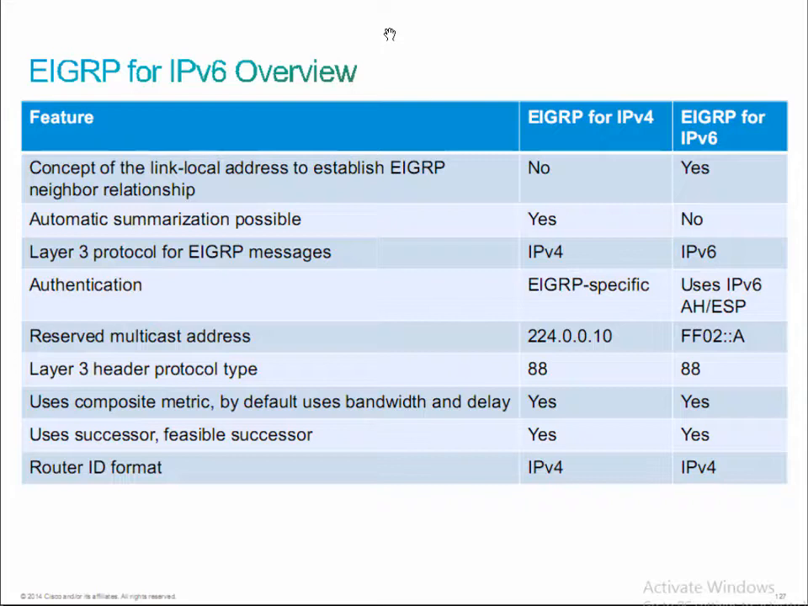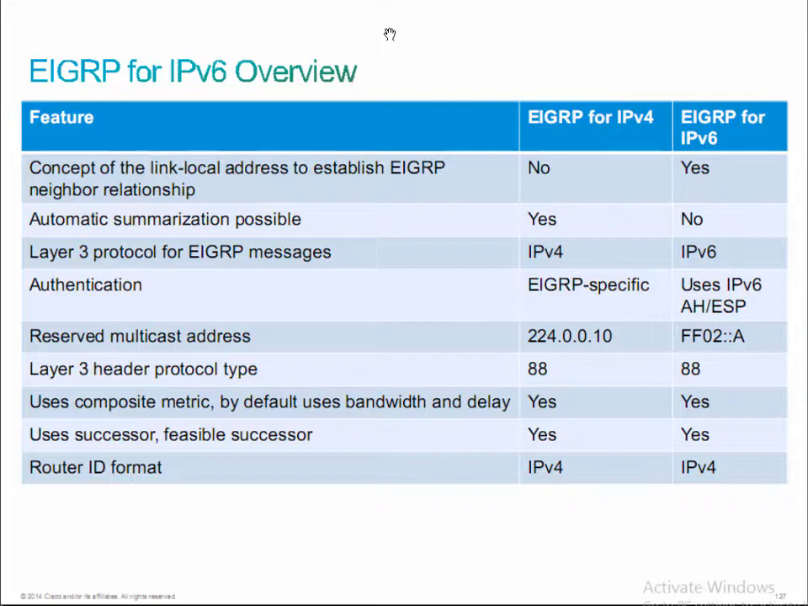Automatic network summarization, not something that we typically would want to run anyway, is only available in IPv4, because IPv4, if you recall, had the concept of classful versus classless, whereas IPv6 has never been defined as a classful addressing scheme in any sense. IPv6 has always been classless, so we never had major classful boundaries in IPv6. As far as the layer 3 protocol used for transporting our EIGRP messages, obviously we're talking about IPv4 versus IPv6.